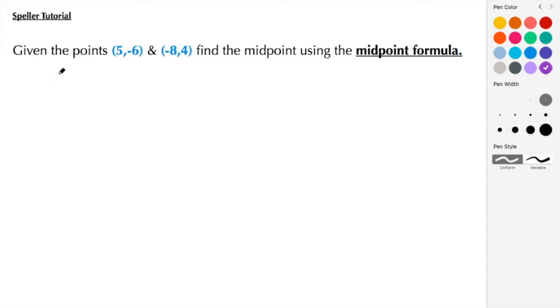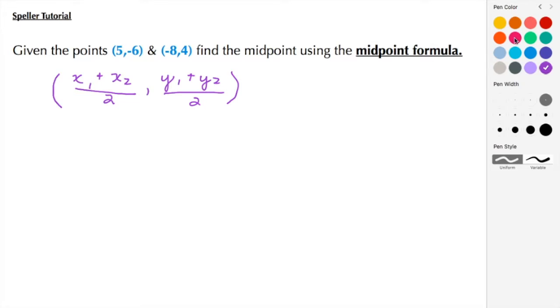The midpoint formula is going to be an ordered pair, where you're going to take x sub 1 plus x sub 2 and divide that by 2, and then you're going to take y sub 1 plus y sub 2 and then divide that by 2, and whatever these two expressions generate, that's going to be the coordinate pair for the midpoint.